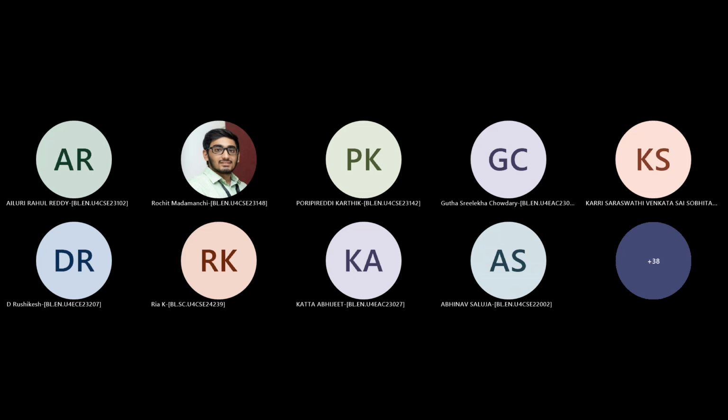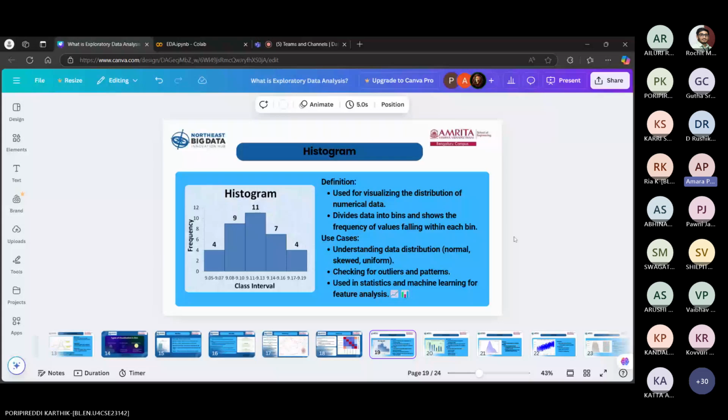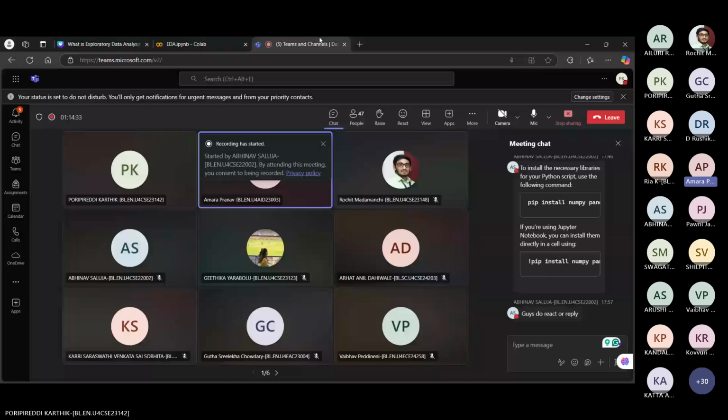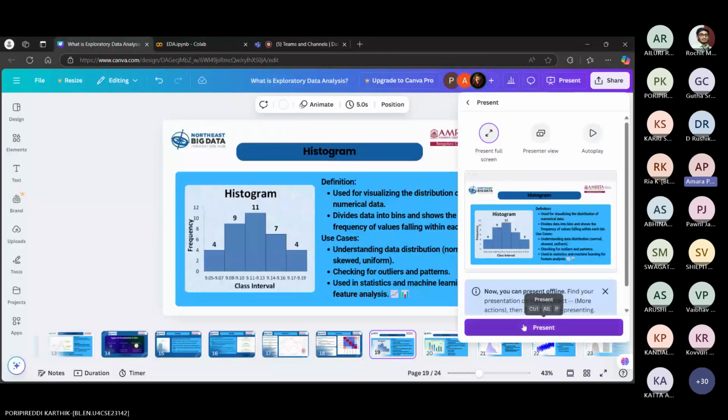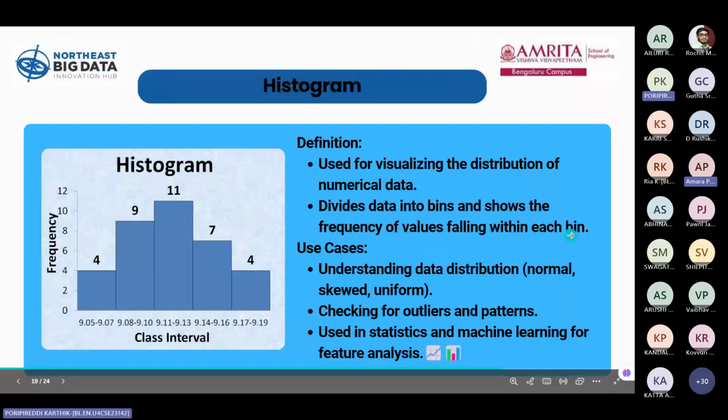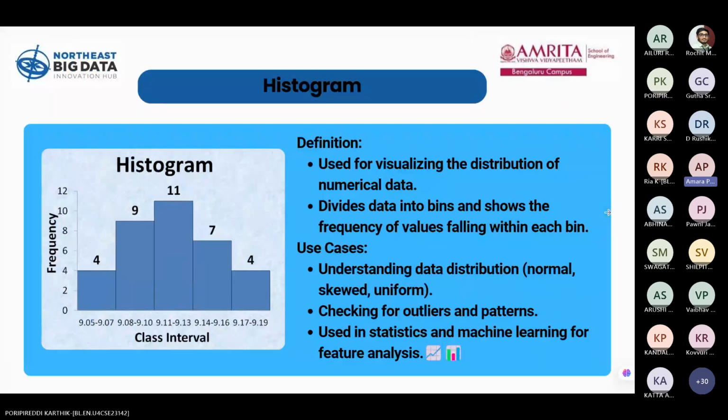So I'll be starting off the explanation with the various types of graphs for analysis, as well as understanding them and how we code them. So we'll start off with a histogram. I think most of you will know what a histogram or a bar graph is, correct?